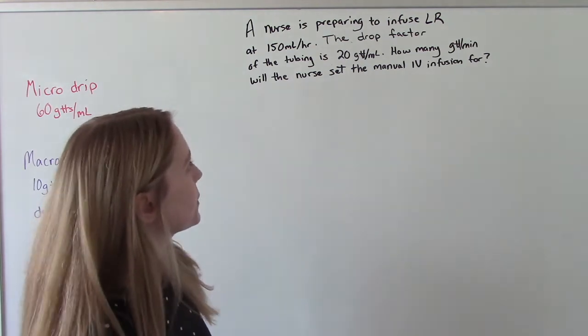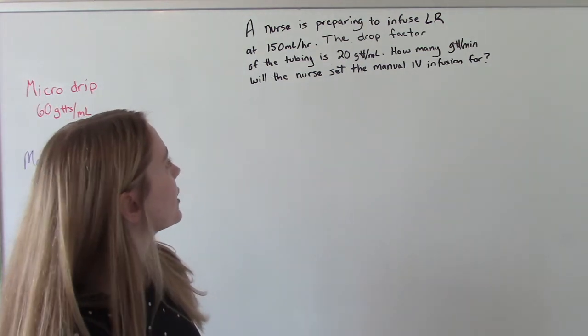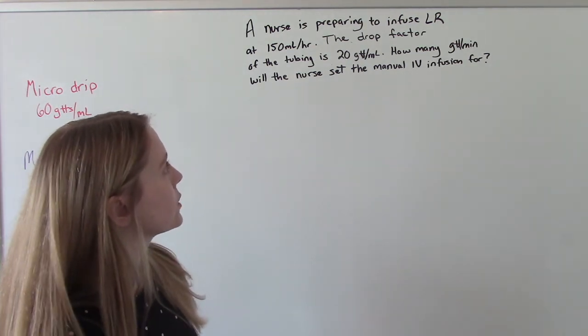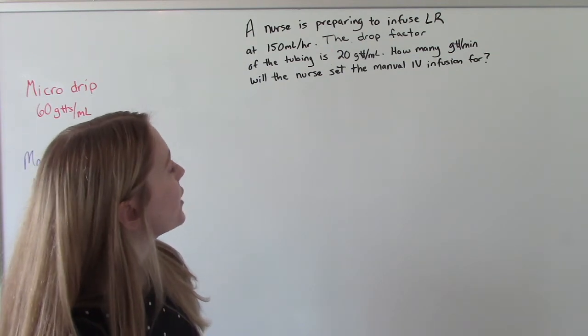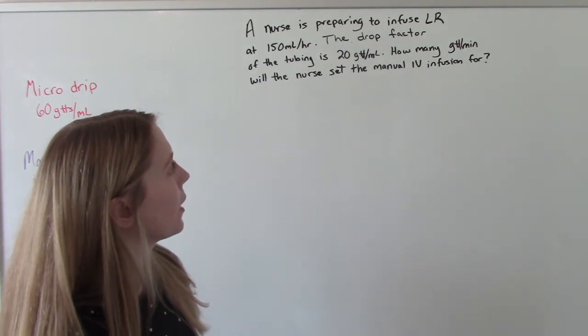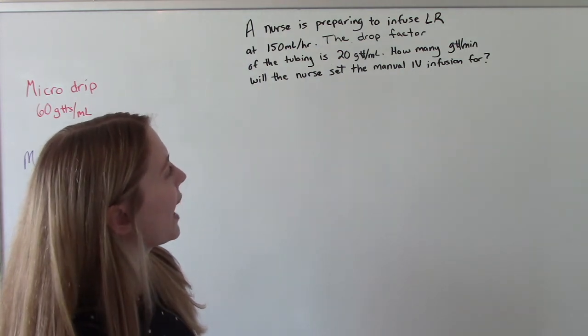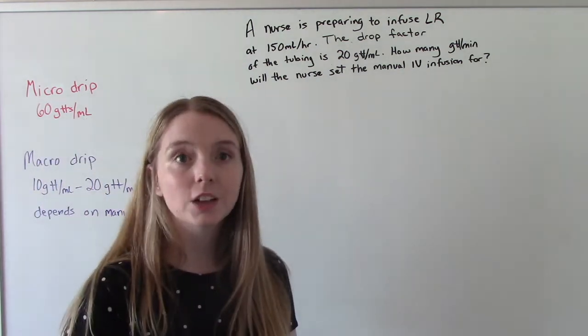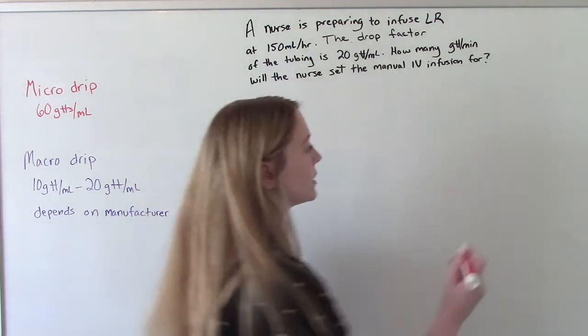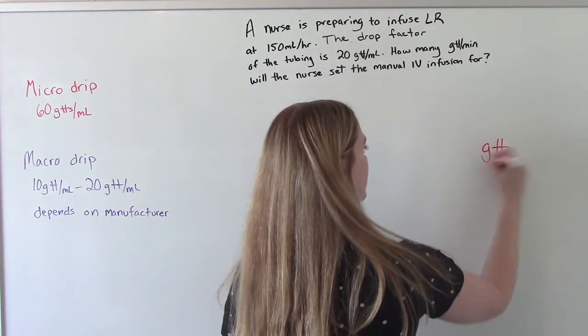The nurse is preparing to infuse lactated ringers at 150 mLs per hour. The drop factor of the tubing is 20 drops per ml. How many drops per minute will the nurse set the manual IV infusion for? So we're looking for drops per minute, right? So we're going to put that in our answer.